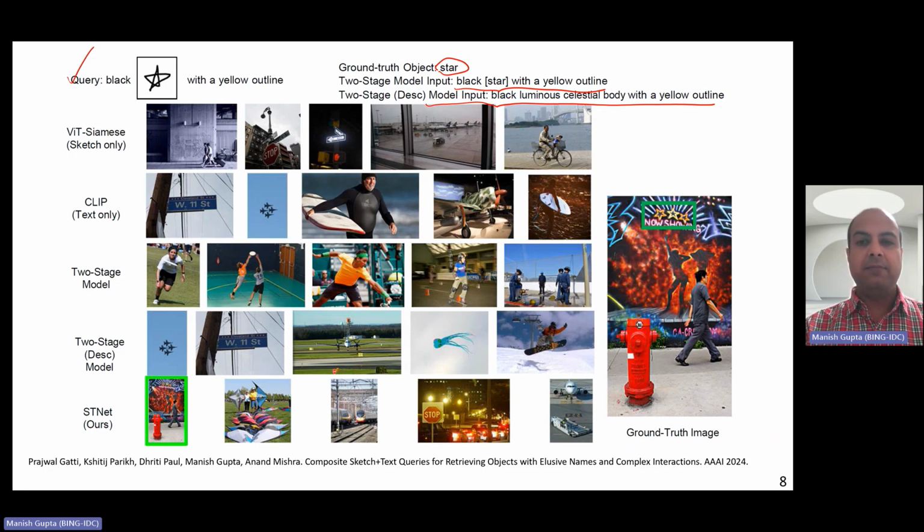Okay, black luminous celestial body is basically the representation for the black star. Okay, description for the black star. Now, what do you observe? You observe, and here are results, top 5 retrieved results shown for this query using different methods.